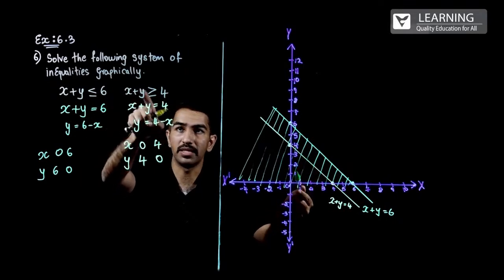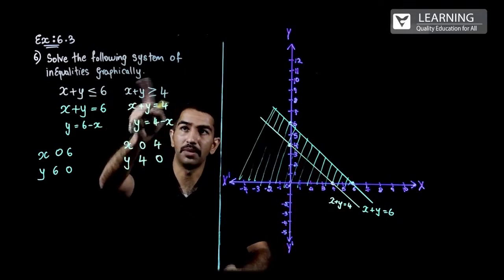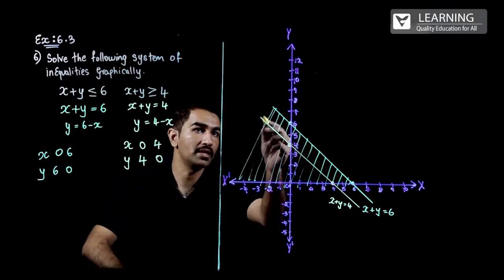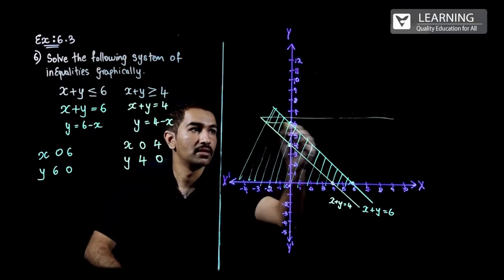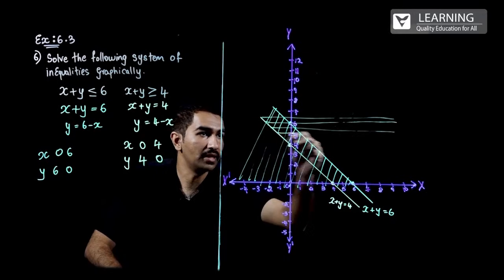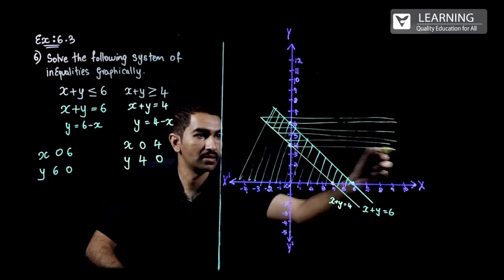Here you see x plus y is greater than or equal to 4. That means above the yellow line. Above the yellow line is like this, throughout. Okay, infinitely to the right hand side, like this.